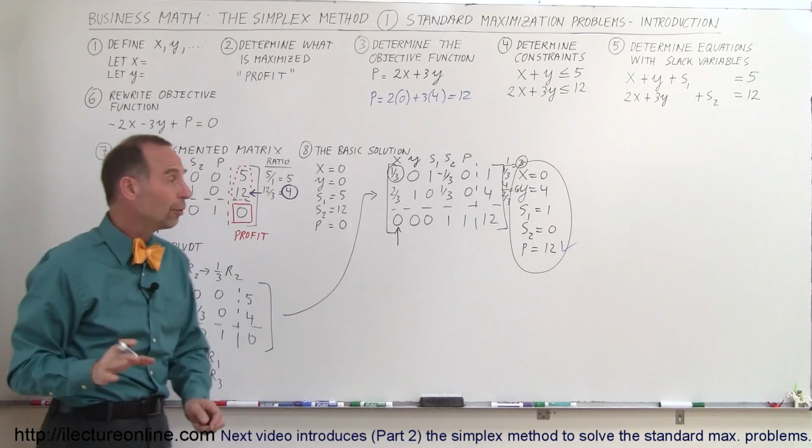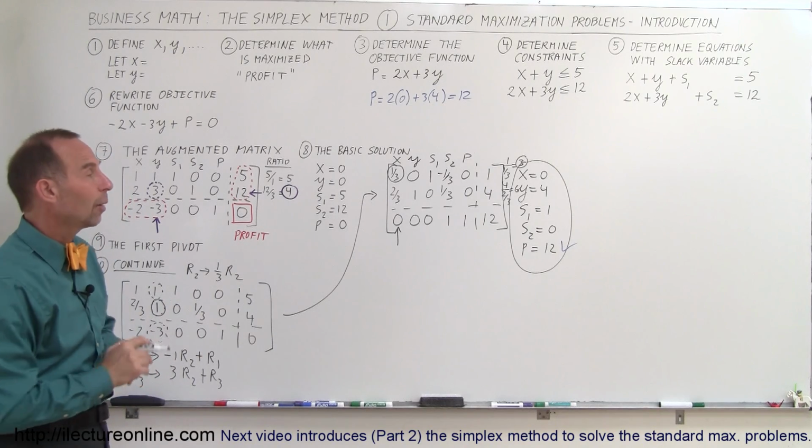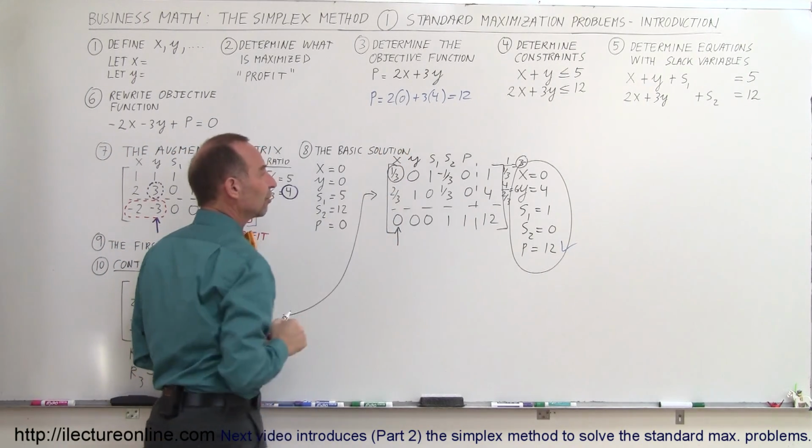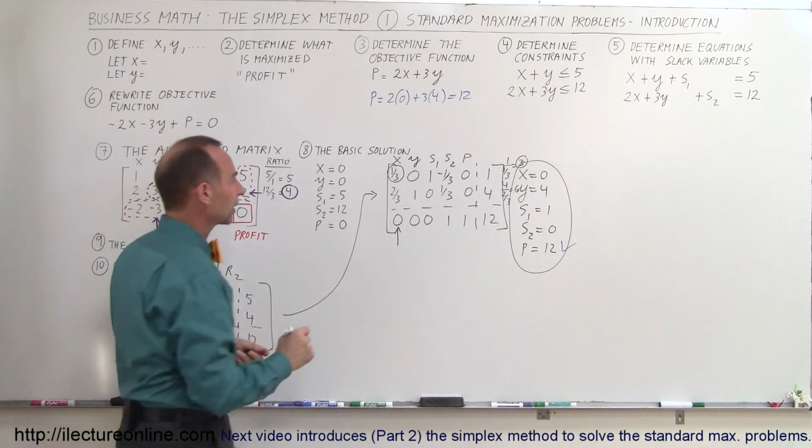So if I pivot around this number, let's see what I get. Even though I probably have reached maximum profit, I want to see what happens when I go ahead and pivot around here and get a value for X if possible. So let's go ahead and work that out.